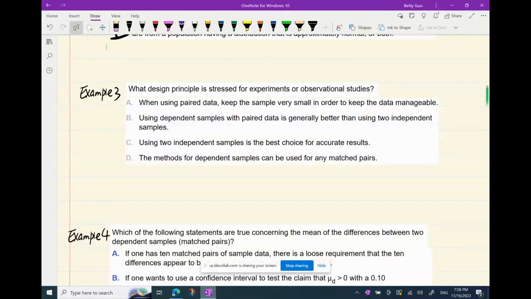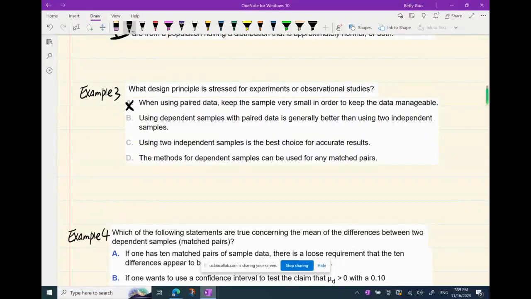Let's read the choices. A, when using paired data, keep the sample very small in order to keep the data manageable. I don't think that's a good idea, because if the sample size is too small, then it's not going to be representative. We require the sample to be a simple random sample, then they could be representative for the population, right? So I don't think A is a good idea.